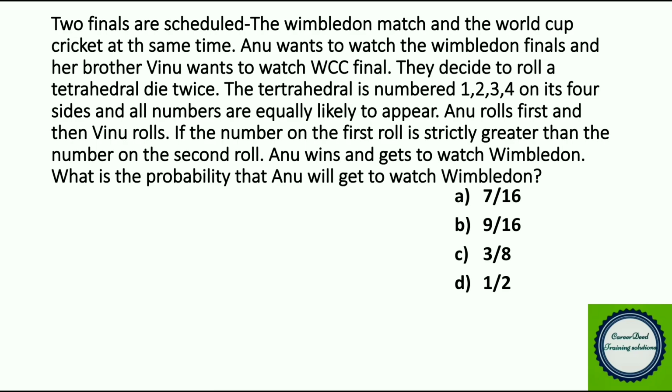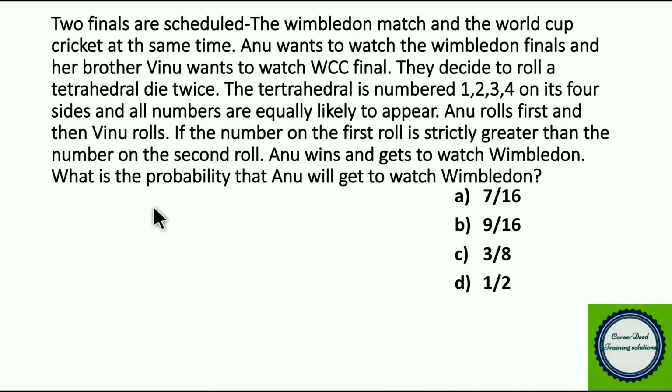If the number on the first roll is strictly greater than the number on the second roll, Anu wins and gets to watch Wimbledon. What is the probability that Anu will get to watch Wimbledon? See, actually the question is pretty big, but the concept is so simple. So we have only 2 people.